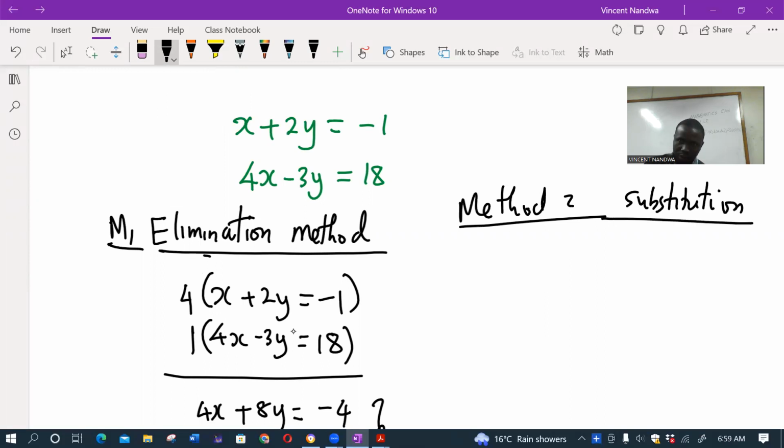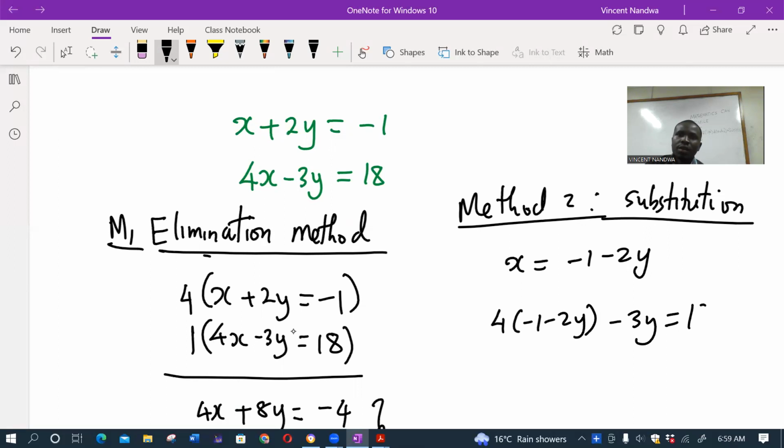Now to substitute, let's use the first equation. You say x will be given by minus 1 minus 2y. So then I pick this expression for x, I replace in the second equation. So I'll have 4 into minus 1 minus 2y, minus 3y equals 18. So minus 4 minus 8y minus 3y equals 18.